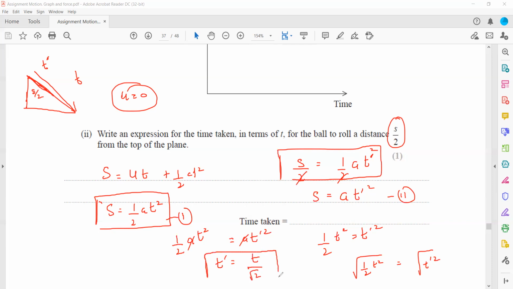Is this question clear? It's only 1 mark. I used a long method to explain the idea, but simply, this is the equation we use for the full distance, and this will be the equation we use for the half distance. Is the discussion clear?